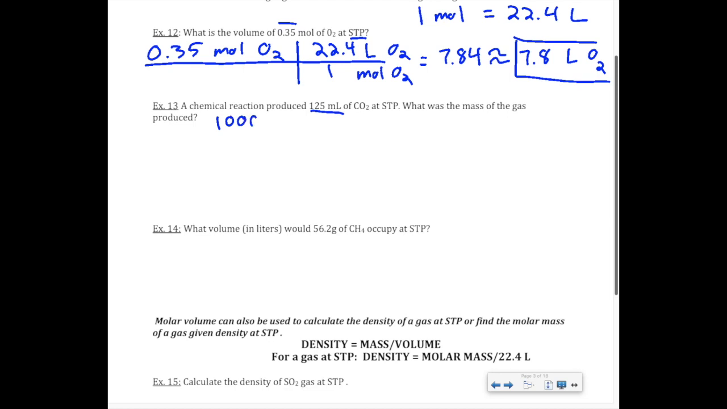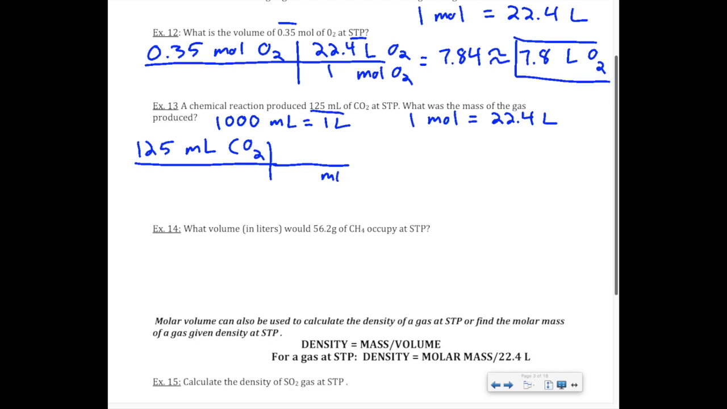So remember that there are 1,000 milliliters in 1 liter. You should know that by now. You should know that a milli means 1,000. There are 1,000 years in a millennium, and a millipede has 1,000 legs, so there's 1,000 milliliters in 1 liter. And we do know that our other conversion factor of 1 mole is 22.4 liters. So start with what we know, 125 milliliters of CO2. And I need to make sure I convert milliliters to liters.